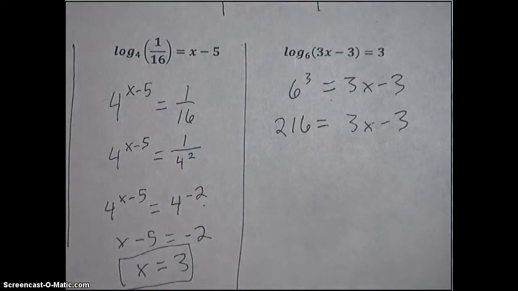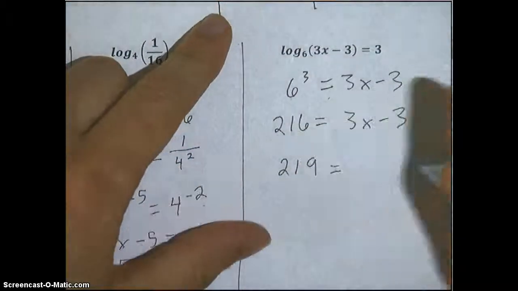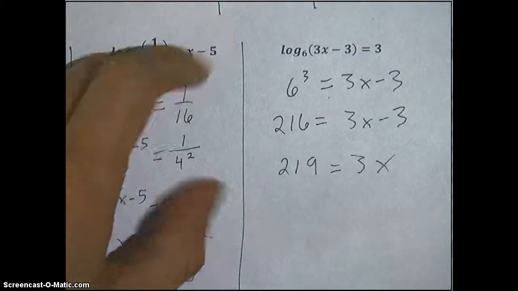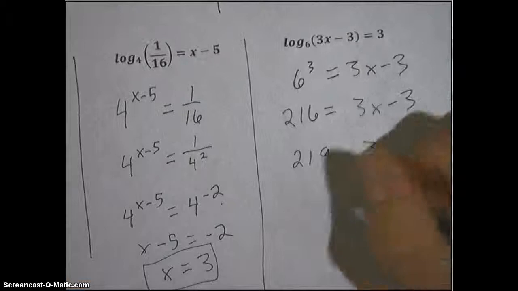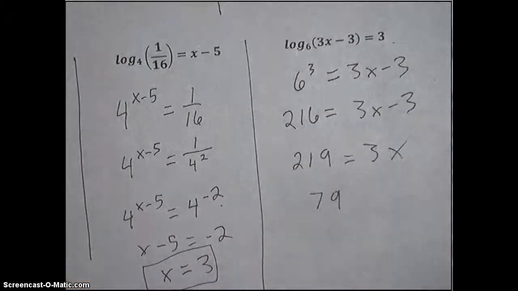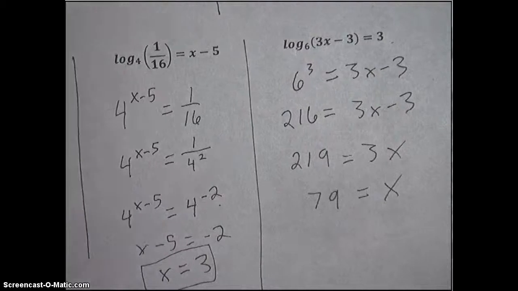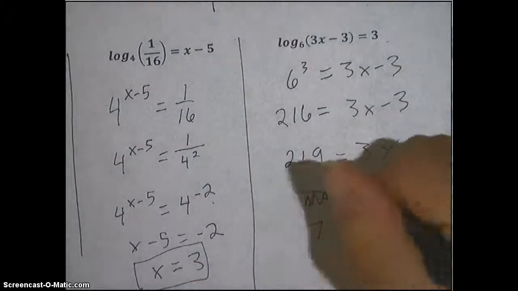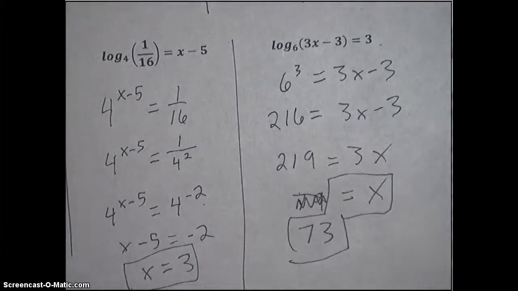And then if I add 3, 219 equals 3x. And that means that 219 divided by 3, that's a 79 equals x. Whoops, that was some bad mental math. What I meant to say is 73 equals x. Sorry about that. And that's it. That's how you're going to solve these guys.